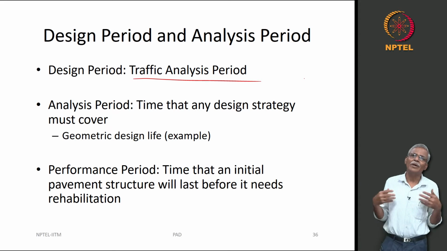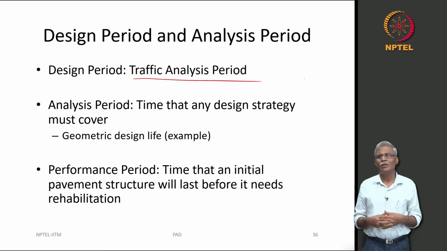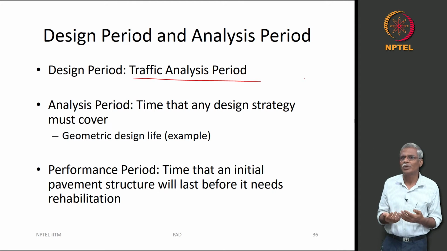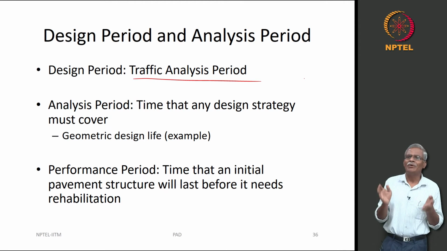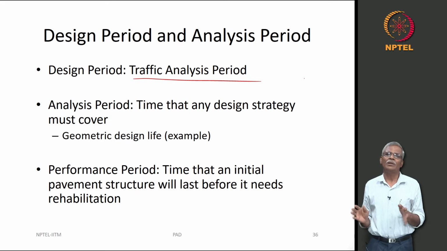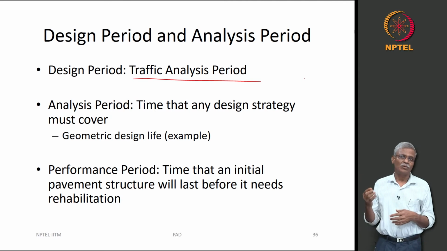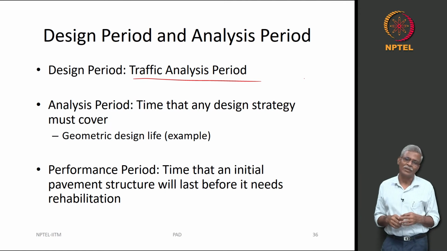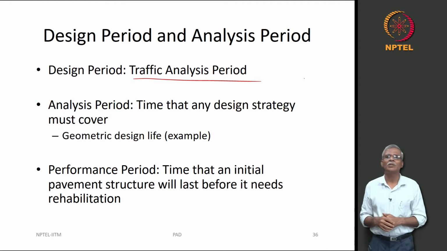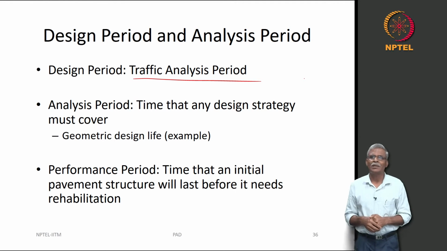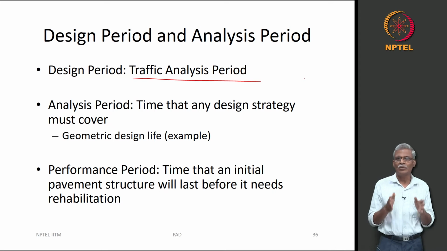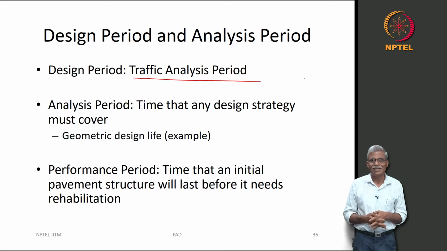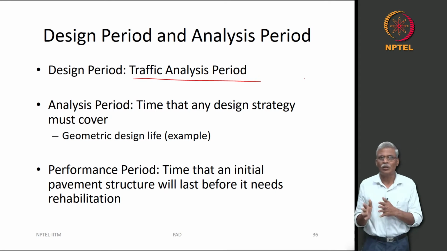Okay. So, we might end up with some kind of a failure. So, what we really need to do is look at a 5-year period, and in fact, if you are familiar with IRC 37, 2012, there used to be charts even for 250 million standard axles. Luckily, now we have only up to 50 million standard axles, which makes a lot of sense.